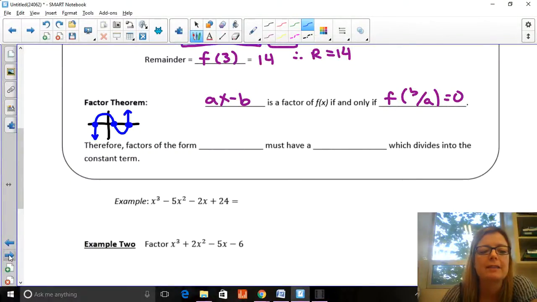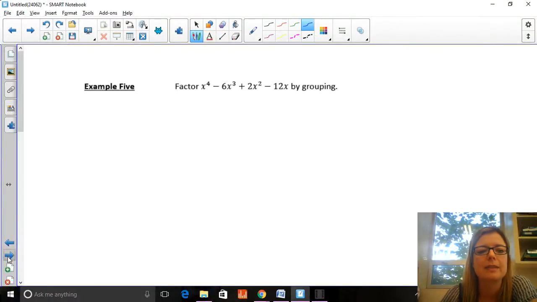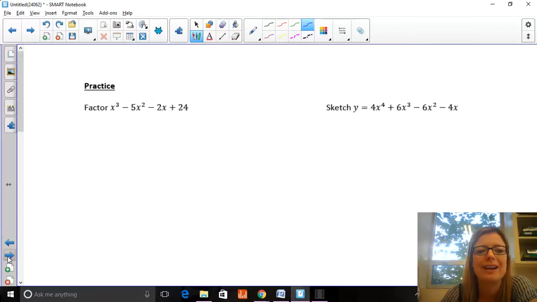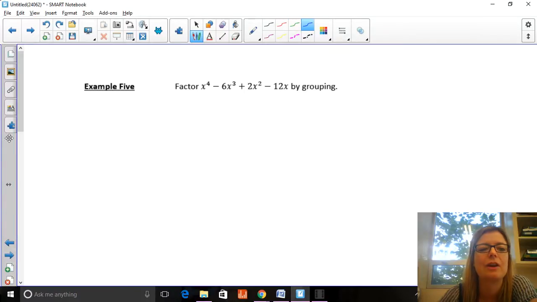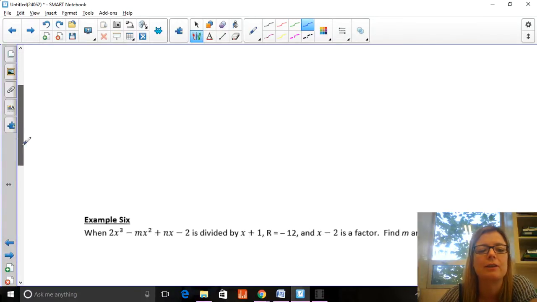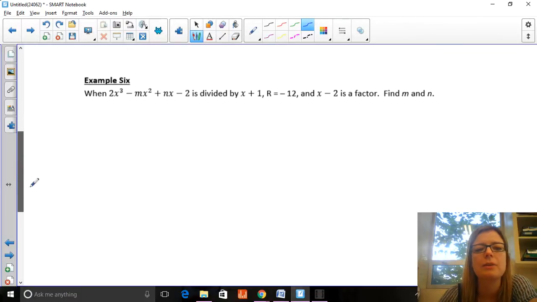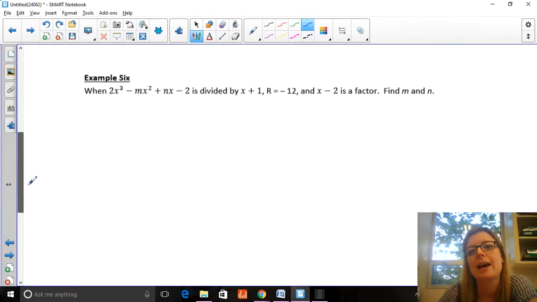I found in the past that if I leave this example to the end, students have gotten so focused on the actual factoring that they've forgotten what the factor theorem and the remainder theorem are. So let's go to example 6. And it's important that you understand this example because this type of question is asked again, I believe, on a test or even the exam, because it really tests your understanding of the factor theorem and the remainder theorem.